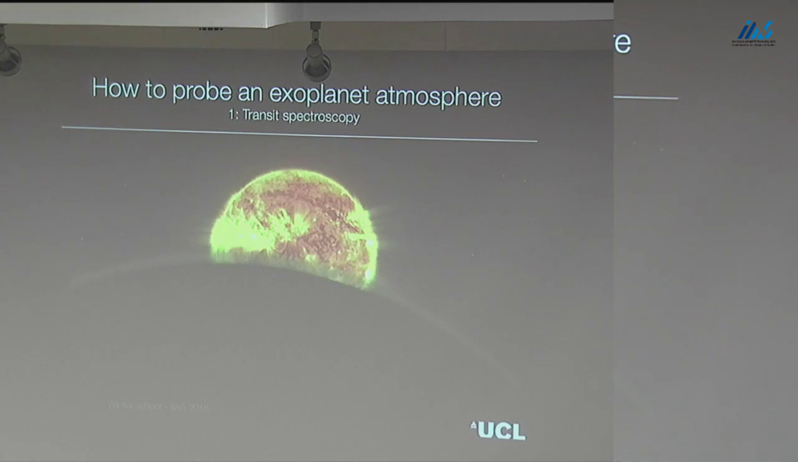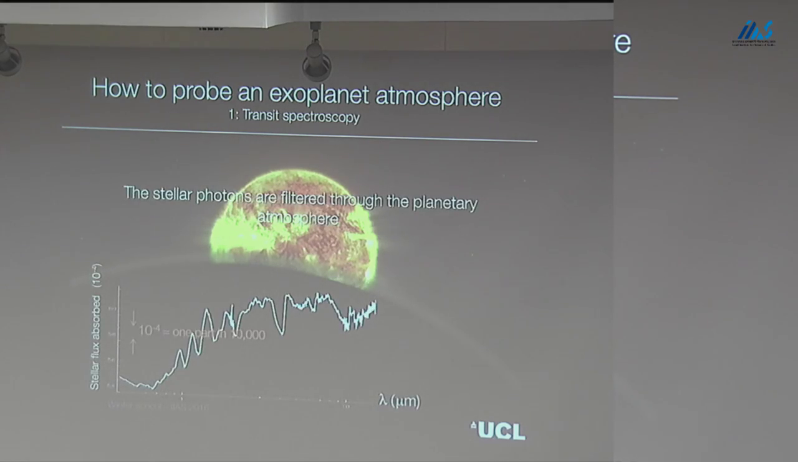So how can we probe an exoplanet atmosphere? One very useful technique is transit spectroscopy. Basically, we look at the stellar photons that are filtered through the atmosphere of the planet. If you remember when we discussed spectroscopy a couple of days ago, effectively we are using the Beer-Lambert law, the transmission spectroscopy equations. The signal needed to get to the atmosphere of this extrasolar planet is about 1 part in 10,000 of the flux of the star. So of course this is a very tiny signal.